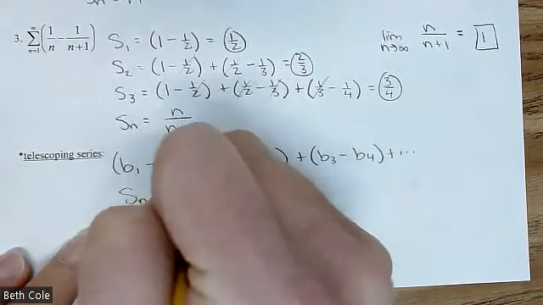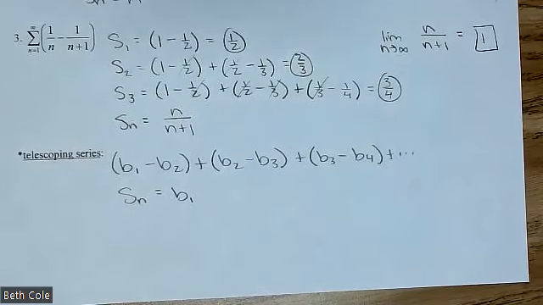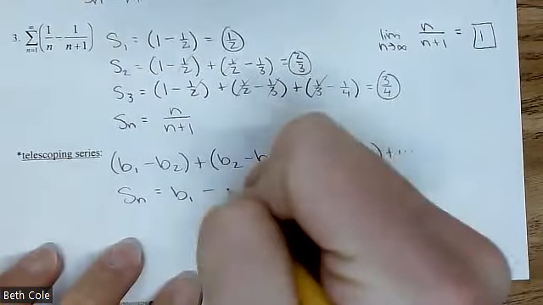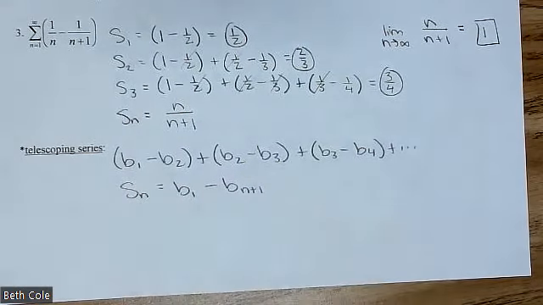So your partial sum is going to be whatever you started with, that first term, minus the n plus 1th part of that, the very last thing, which is usually a tiny little fraction by the time you get out there. So that's what that partial sum would be.